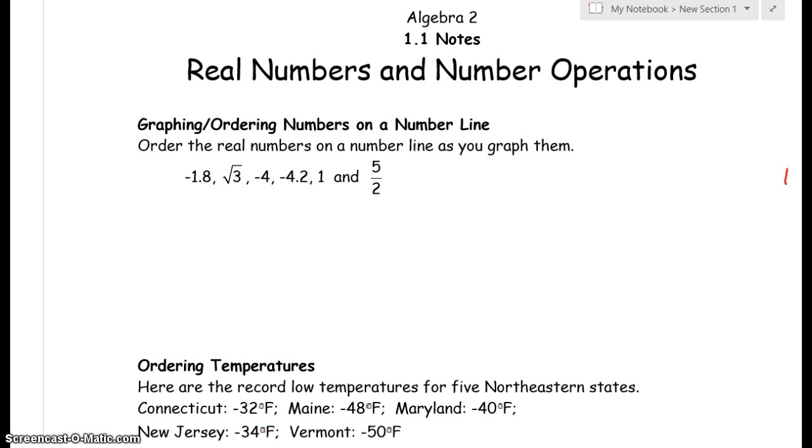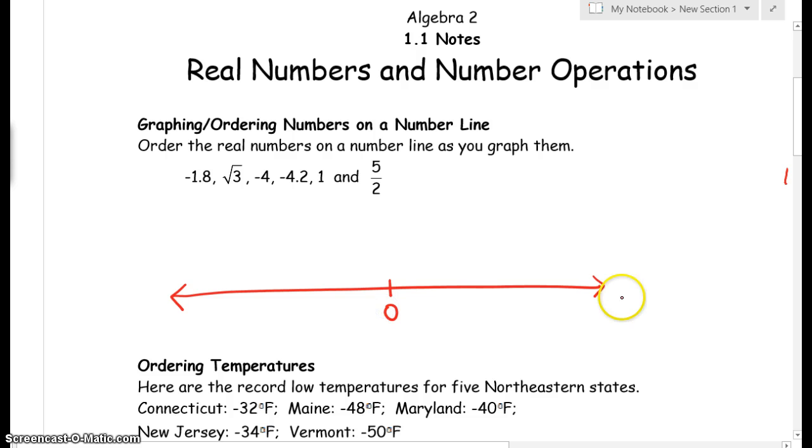As you can see, it says order the real numbers on a number line as you graph them. So here are the numbers we're going to use to put on our number line. I'm going to go ahead and draw the number line. I'm going to put 0 in the middle. I know that positive numbers go on the right and negative numbers go on the left of the 0. And then I'm going to start with my positives. Okay, so I know that I have a 1, a 5 halves, and square root of 3.